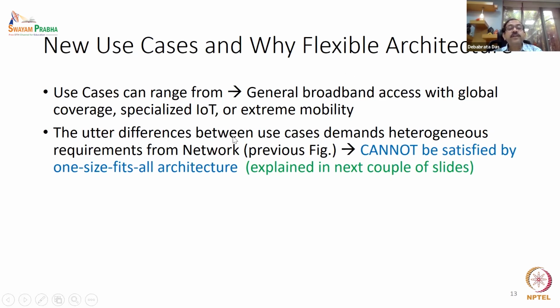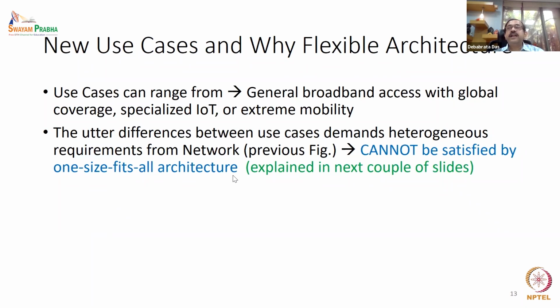The utter difference between the use cases demands heterogeneous requirements from the network. Everyone wants different requirements from the network, which cannot be satisfied by a one size fits all architecture. Please be a little attentive here. I'm deep diving into the technology now, slowly. So what it means is, if I have one architecture, what is architecture?